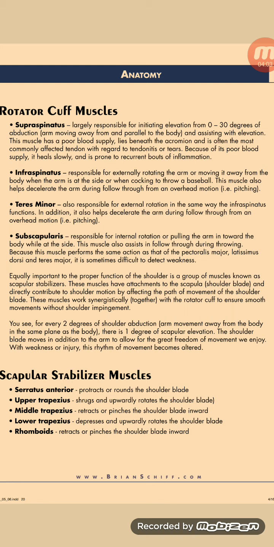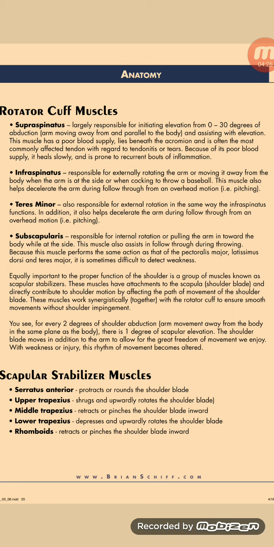You see, for every 2 degrees of shoulder abduction, arm movement away from the body in the same plane as the body, there is 1 degree of scapular elevation. The shoulder blade moves in addition to the arm to allow for the great freedom of movement we enjoy. With weakness or injury, this rhythm of movement becomes altered.